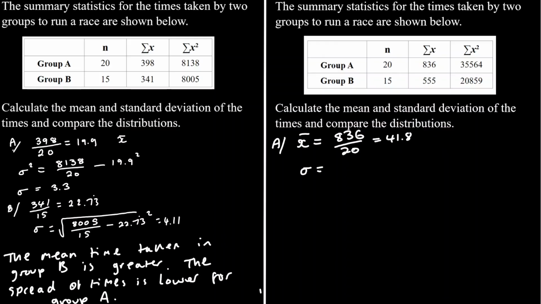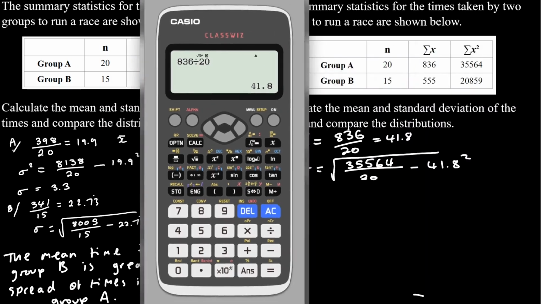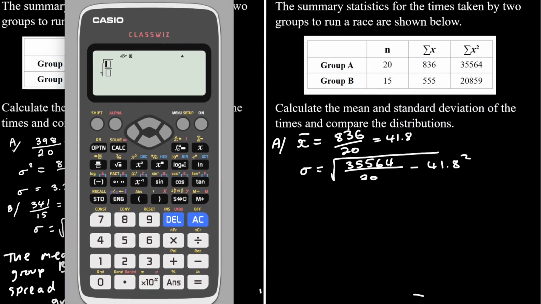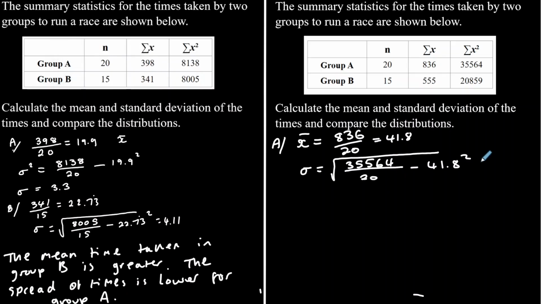The standard deviation is the square root of the mean of the squares minus the square of the mean. So the square root of 35,564 over 20 minus the 41.8 squared. So we've got 5.56. Exactly the same thing for group B.